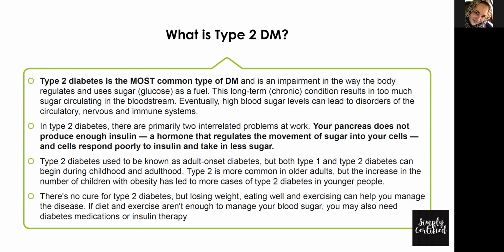The next statement, people argue about it. It says there's no cure for type 2 diabetes, but losing weight, eating well, and exercising can help you manage the disease. I pretty much agree with this. Once you get diabetes, you have diabetes. If a doctor says, you're cured of diabetes, your blood sugars are fine, you don't need any further treatment, you don't need any modifications, I still wouldn't consider that a history of diabetes. And most providers that I know wouldn't either, but there are mixed opinions on that in the medical community.